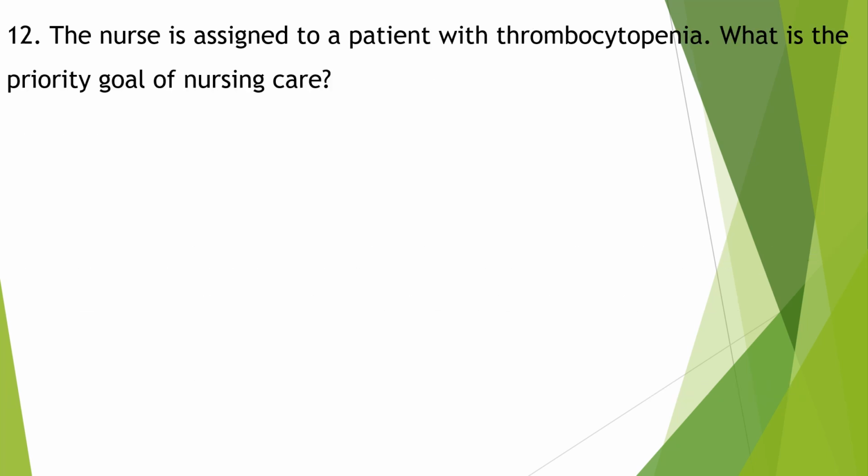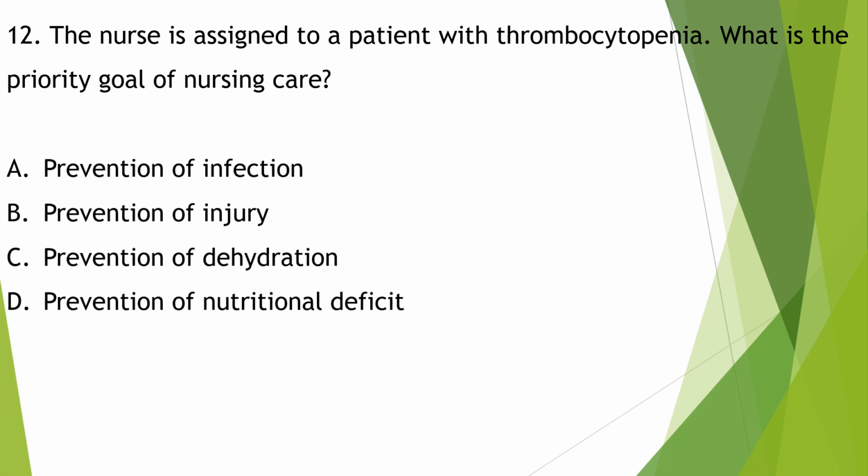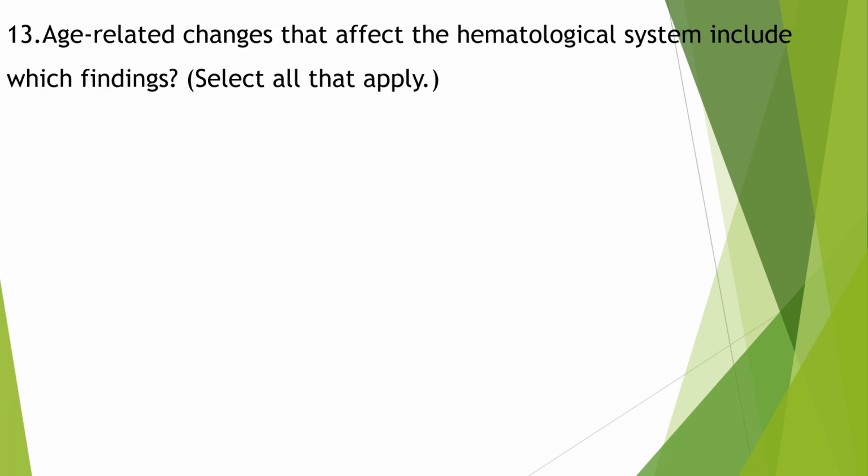The nurse is assigned to a patient with thrombocytopenia. What is the priority goal of the nursing care? Prevention of infection, prevention of injury, prevention of dehydration, prevention of nutritional deficit. Thrombocytopenia means low platelet count, so chance of bleeding, so should prevent injury.